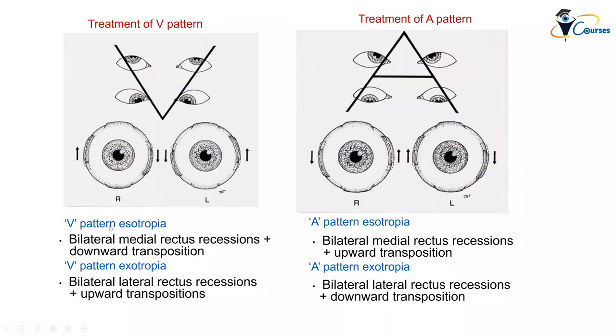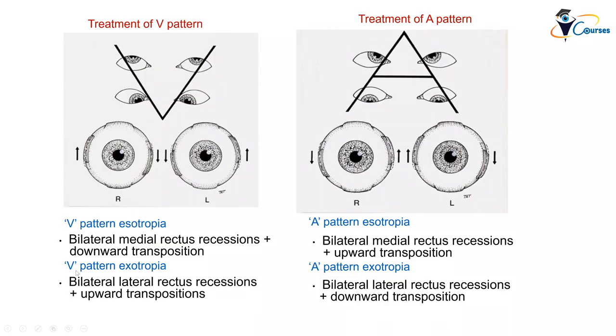So a V pattern esotropia, how do we manage? If the patient has esotropia associated with V pattern, like the patients with infantile esotropia, we do bilateral medial rectus recession as the normal management of esotropia, but we just do downward transposition. So we weaken the medial recti by recession, but when we reinsert them backward, we make them a little bit downward. This will correct the V pattern.